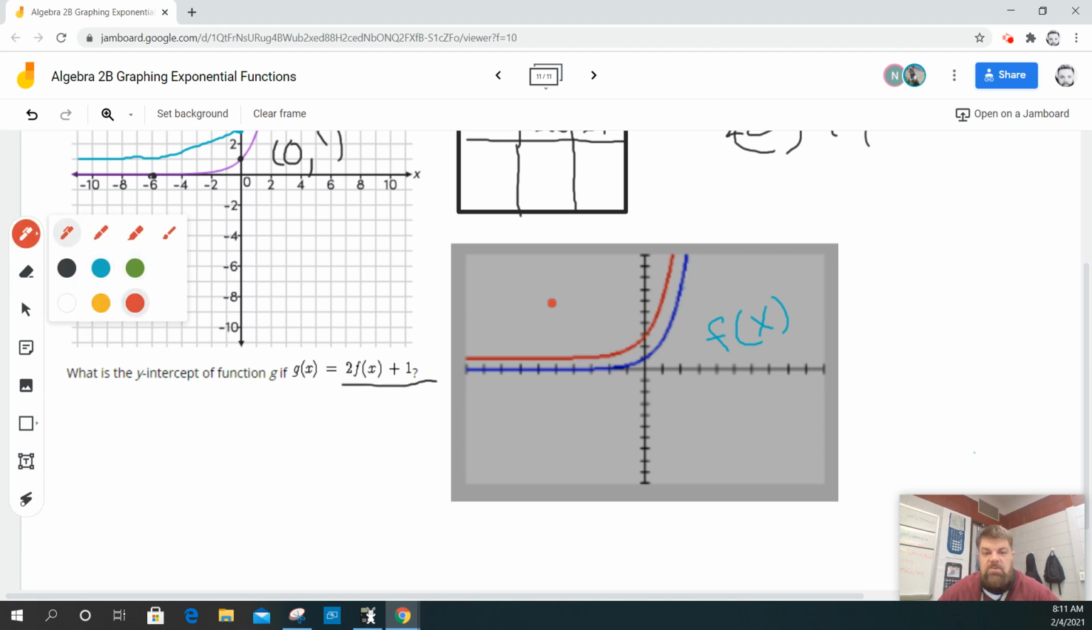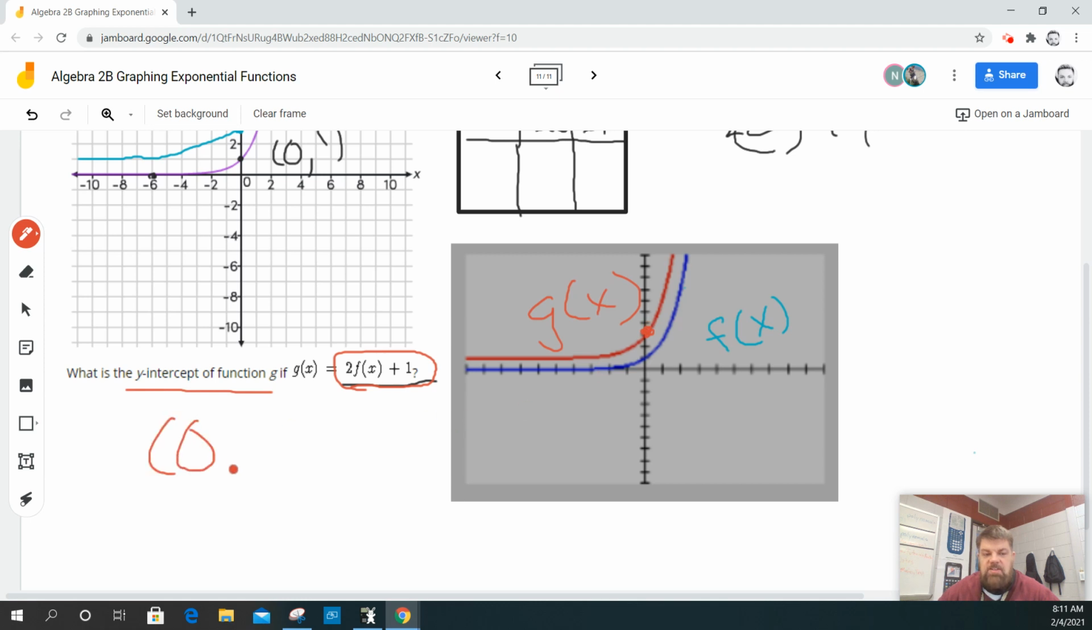Now I haven't really answered the question yet. I kind of got ahead of myself. I read the question, but I didn't say what it was. It says this is g of x, but then what they're really asking is what is the y-intercept of g of x? Where does it cross the y-axis? So it actually crosses at 0, 3. That's the y-intercept for g of x. Okay?